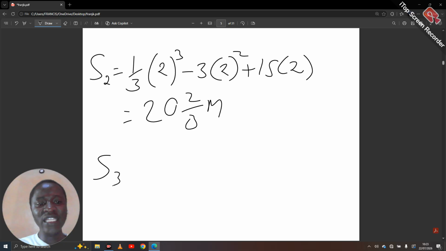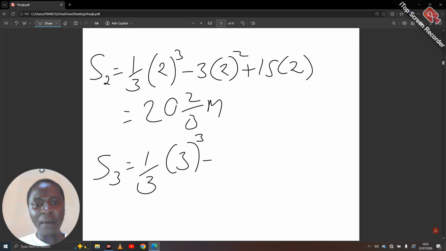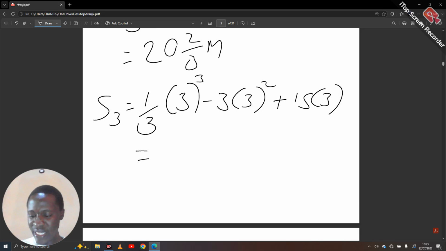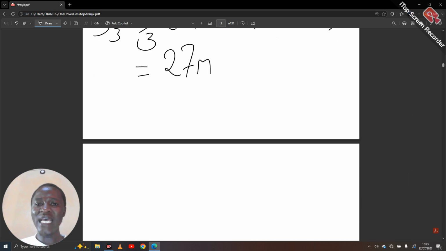Now S3, we are having a third into 3 cubed minus 3 into 3 squared plus 15 into 3. Now, what will this one give us? The work of a calculator. That one is 27 meters. Now, we are adding these to get the total displacement in the second and the third second. And remember, in between, there is the first second which the examiner is not telling you about.